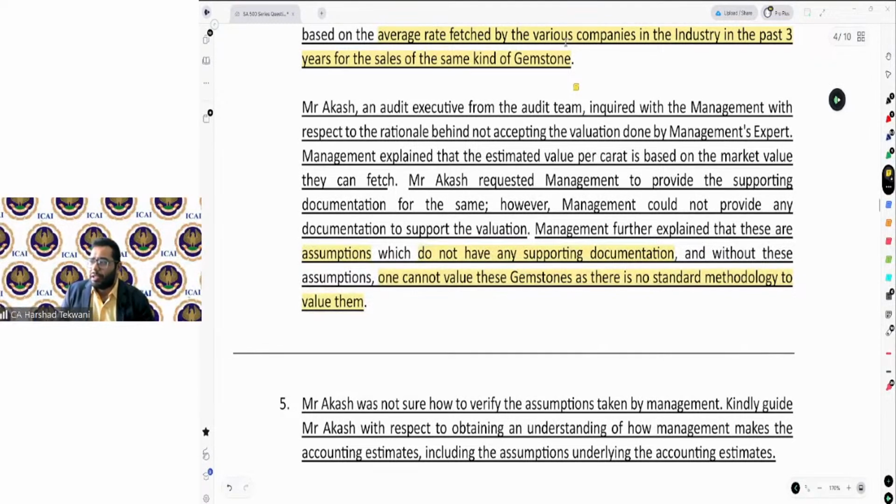How will you test the accounting estimates made by management? What will you do to test the accounting estimates made by management?